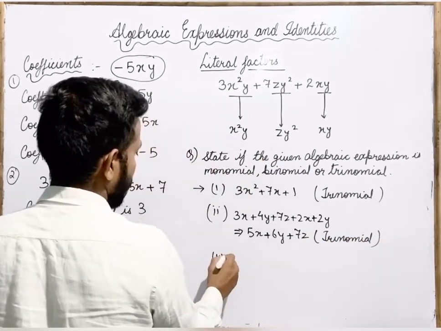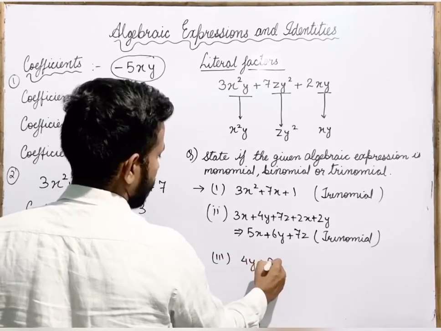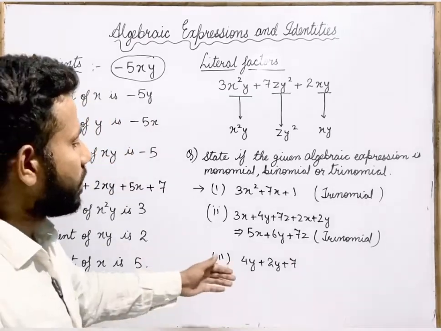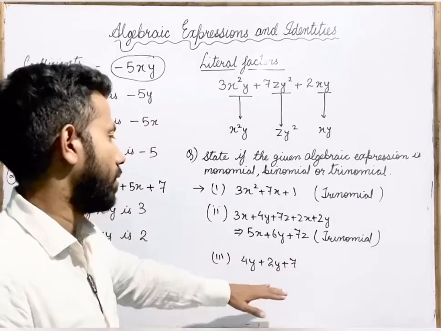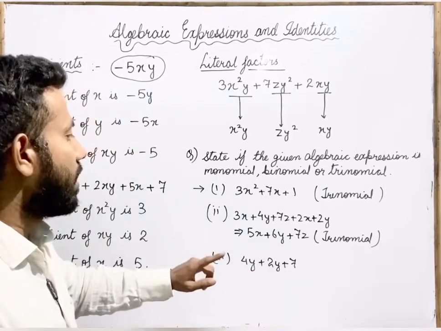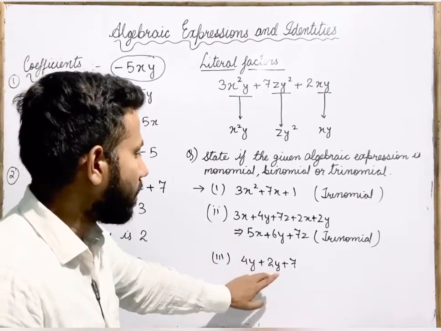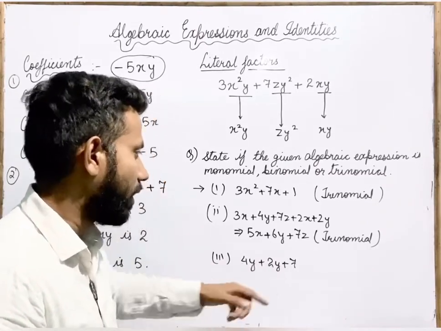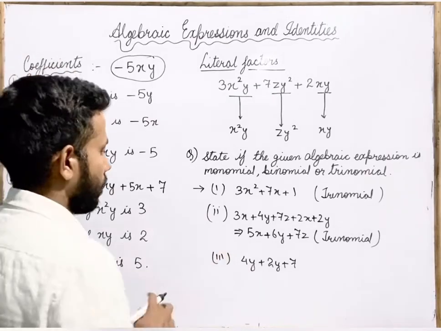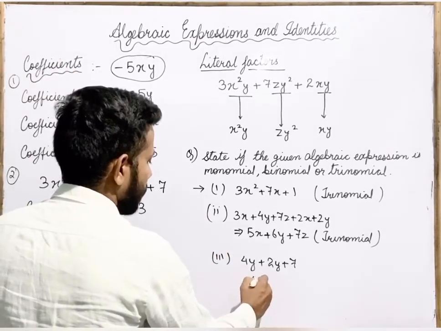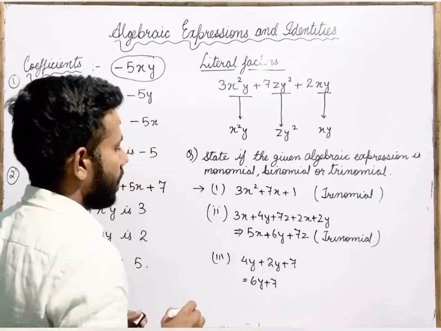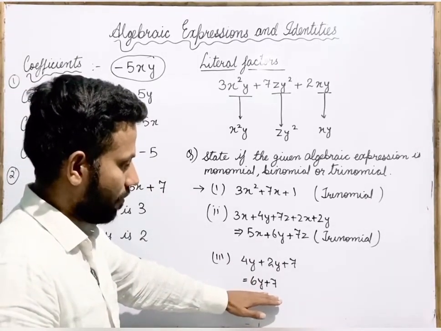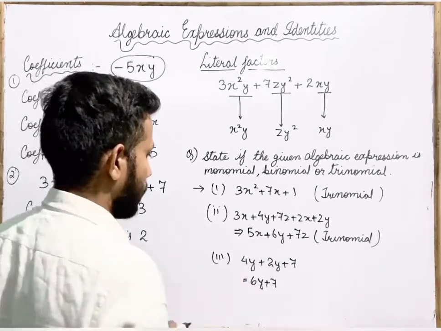Number 3. 4y plus 2y plus 7. Looking at first glance, you will say that this is a trinomial. It is having 3 terms. But when you see that among these 3 terms, 2 of the terms are having same literal factor, only y, only y. And what is the sign between them? Addition. So we will simplify it. It will become 6y plus 7. Now you see that after getting simplified, it is only having 2 terms. So this is a binomial.